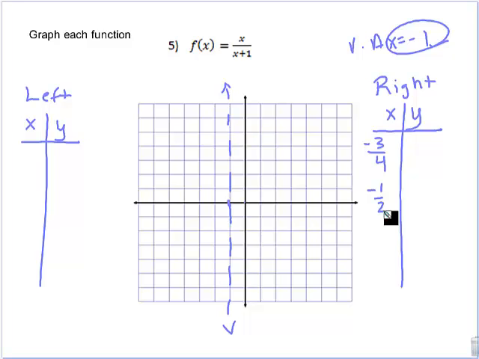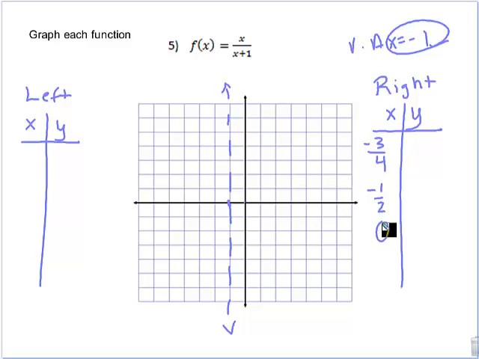Right here is our vertical asymptote, so we're comparing to this negative 1 here. We want to go pretty close to it. I'm saying negative 3/4 is pretty close. Negative 1/2 is a little bit further away. And then let's go over to 0. So there we have a few points that are close to this vertical asymptote.